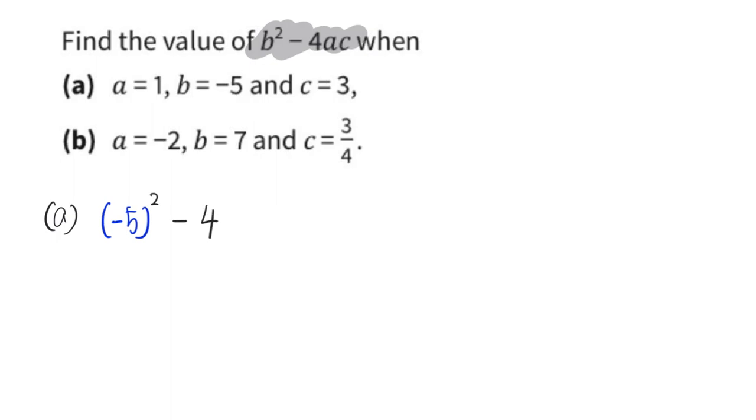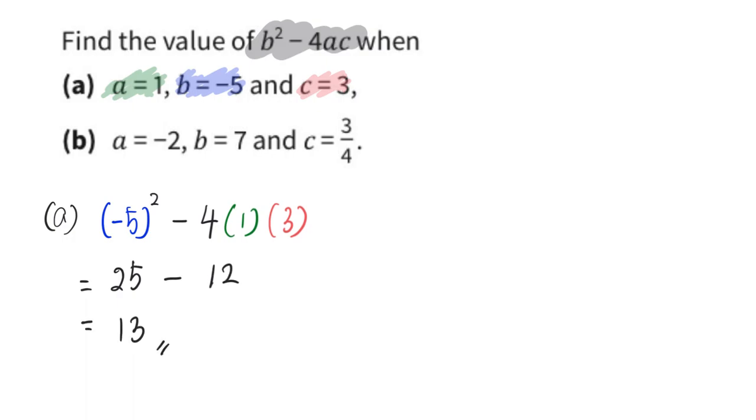4 times A. So if I have my B, I also have my A and my C. So my A will be 1, C will be 3. Okay, so this will be equal to negative 5 times negative 5, 25 positive. 4 times 1 times 3, you can do this collectively, 12. So the final answer is 13 for part A.